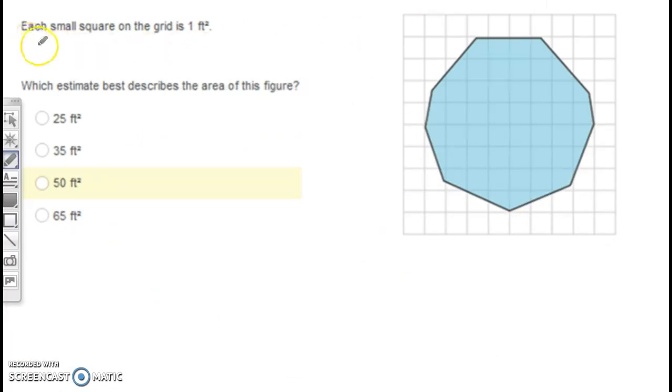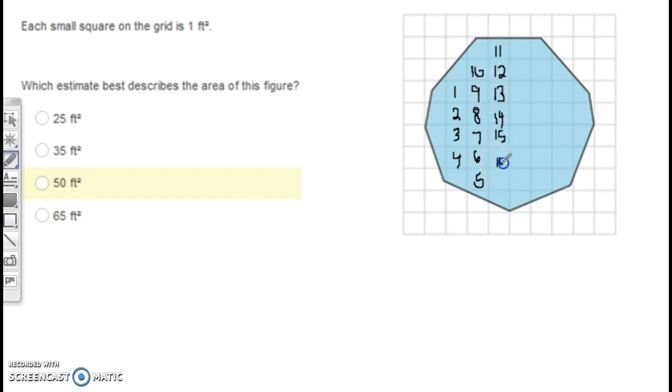All right, this one says each small square on the grid is 1 feet squared. Which estimate best describes the area of the figure? So what we're going to do is go through and count square units. And to start off with, I'm only going to count full squares. I'll go back and count the half squares in a little bit.